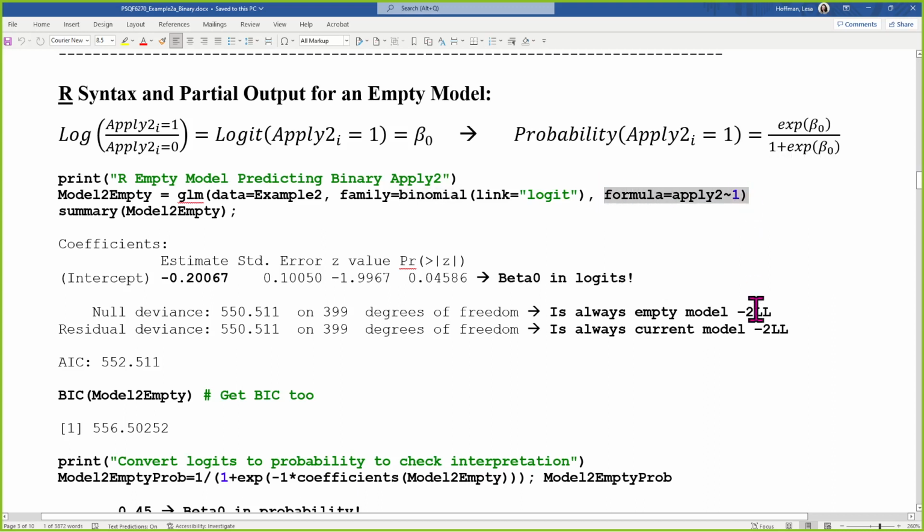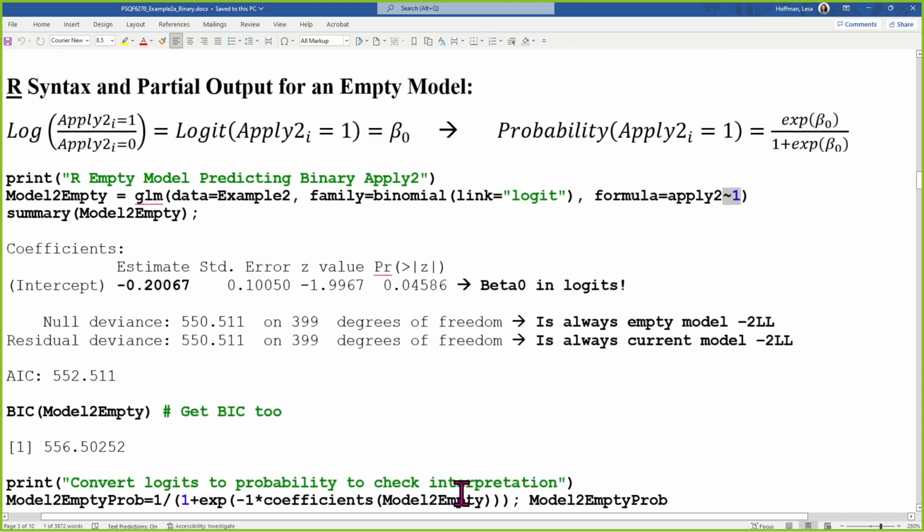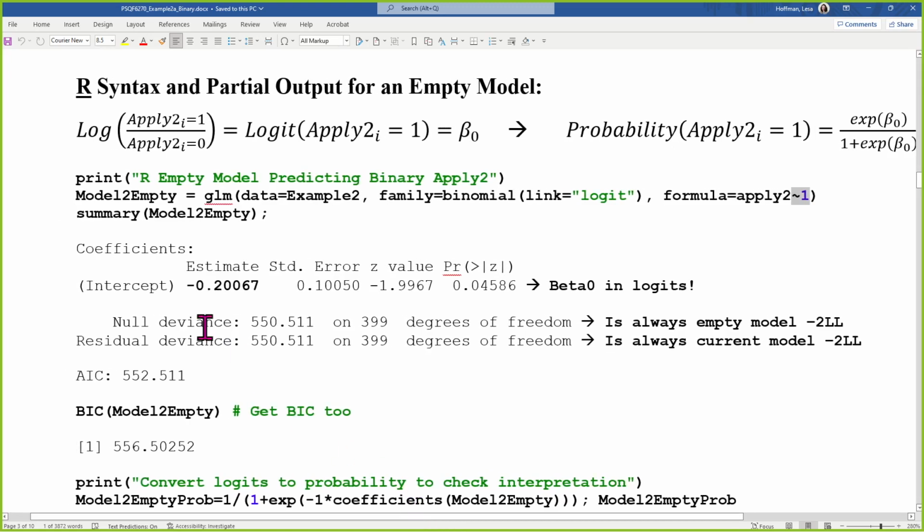Formula then is how I tell it my equation. Apply to is my outcome variable. Squiggle 1, meaning just one intercept, please. Coefficients then, the intercept is the same -2 because it's in logits. In terms of the height of the data, it's given to you as log likelihood times -2 because that's what we'll need to do to it to compare models. So it's anticipating that and trying to help you out.